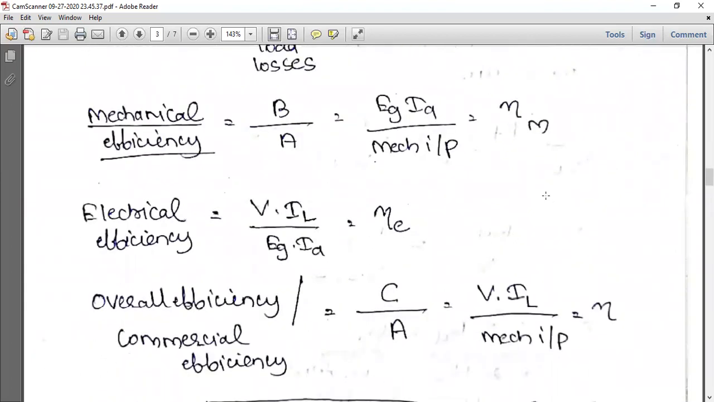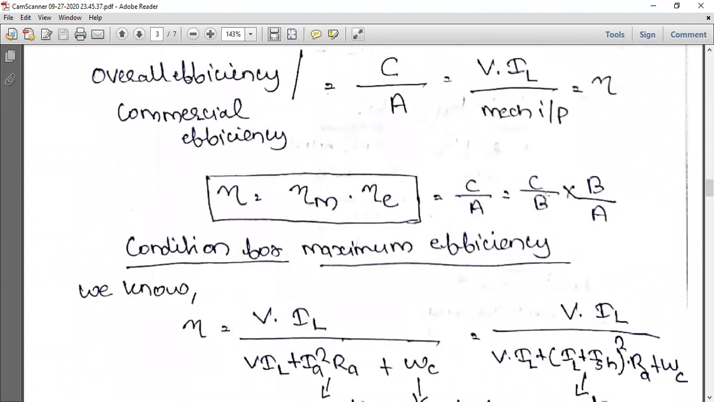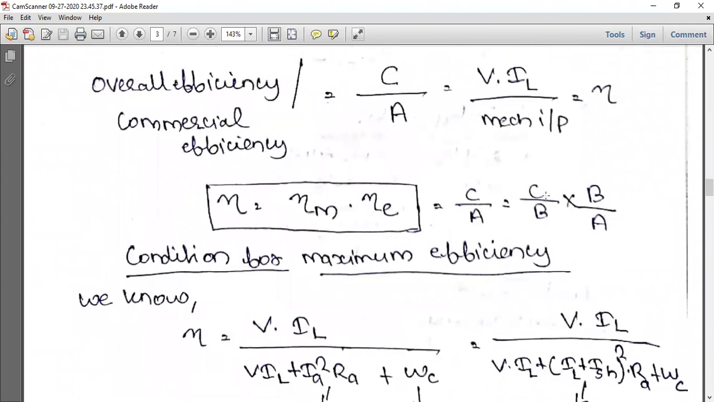And the overall or commercial efficiency, of the complete generator, is output by input. So V into IL, the electrical output, divided by the mechanical input. That is what we call the efficiency. So overall efficiency is the product of mechanical efficiency and electrical efficiency. That is, C by A can be written as C by B into B by A. So we can calculate that.